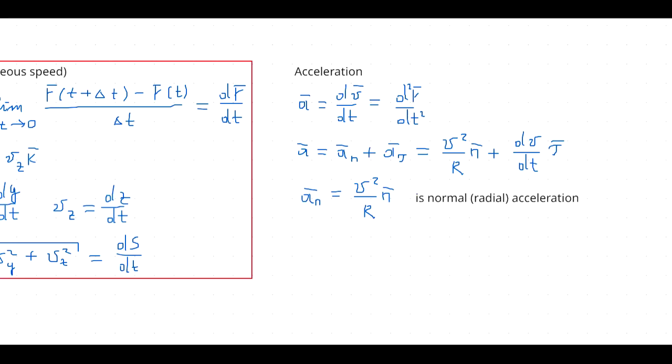And a tau is equal to dv by dt multiplied by vector tau. This is the tangential acceleration.